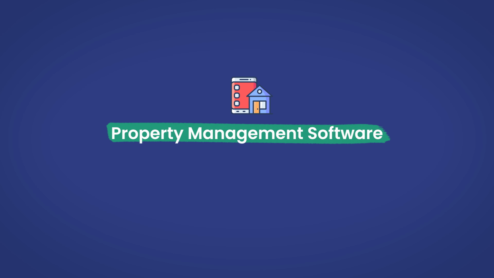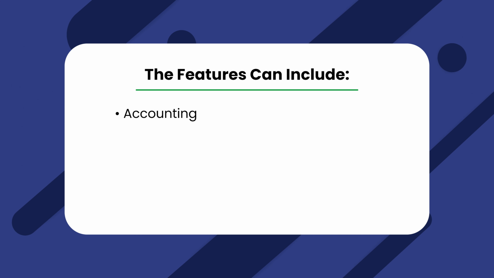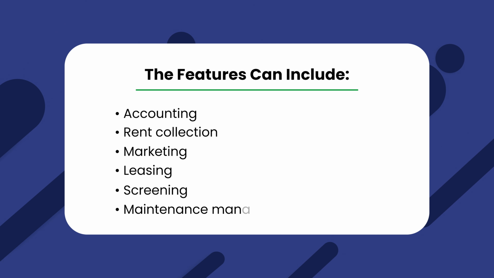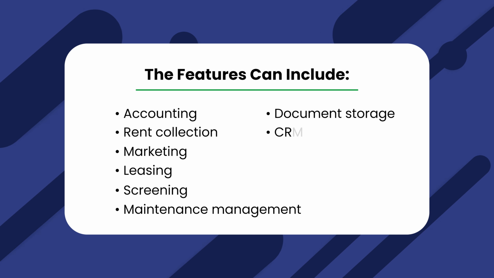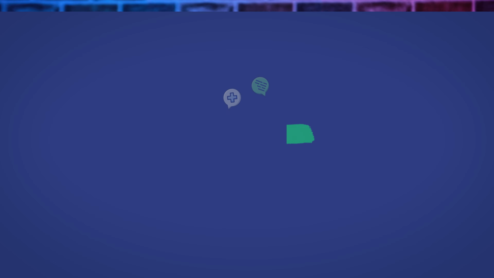Property management software. Property management software is designed to give landlords and property managers the tools they need to manage their properties, online and on the go through their smartphones. Depending on the software, those features can include accounting, rent collection, marketing, leasing, screening, maintenance management, document storage, CRM, and more. Considerations. Every property management tool is different, but there are universal things to look for to make sure you're picking the right one for you and your portfolio.